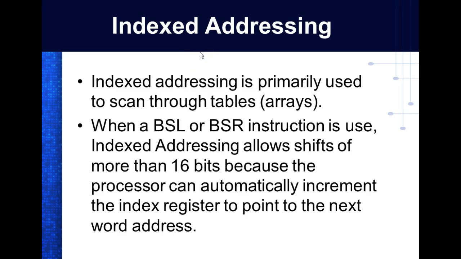Index addressing is primarily used to scan through tables and arrays. Later on, we're going to look at some instructions we call LIFO and FIFO, last in, first out and first in, first out, that we can use this address for. The bit shift left and bit shift right instructions use index addressing, which allows shifts greater than 16 bits. Processors can automatically increment the index register to point to the next word address, which is really cool. You can do some super long shifts this way. What's nice about index addressing is all it has to do is increment the index register, and if it uses the same offset, it'll automatically go to the next word.